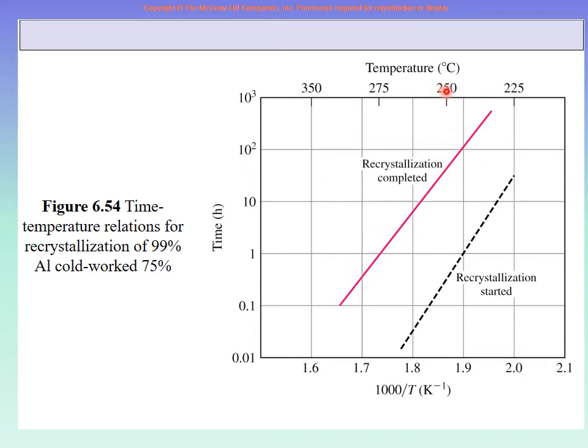If the temperature is lower, we will have to heat it for a longer time to complete the recrystallization. So at 250, we will have to go here. If this is 100 hours, 10 squared, then this is maybe 90 hours. So if we go to 250, then we will have to heat it for 90 hours. But if we heat it at 275, then we only have to heat it until here, maybe 2 hours and 3, so on, right? So this is the time temperature thing.